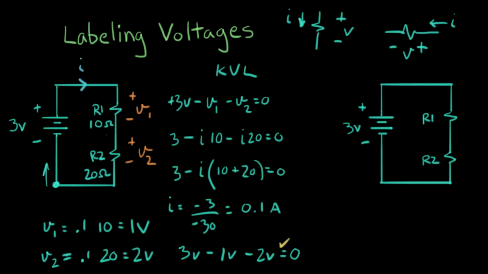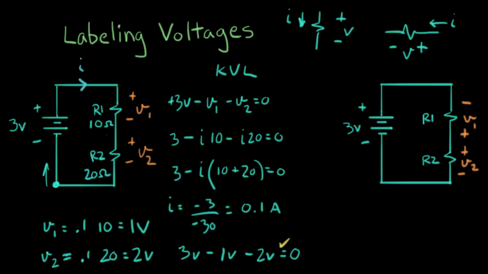Now I'm going to go do the same thing again, but this time I'm going to do the voltage labels a little bit odd. Okay, what I'm going to do here is I'm going to define V1 to be in that direction. And we'll keep V2 like it was before.